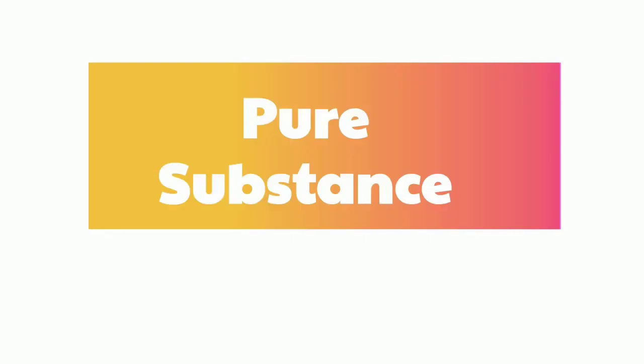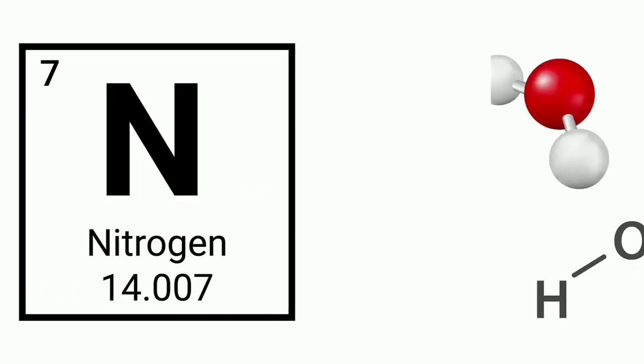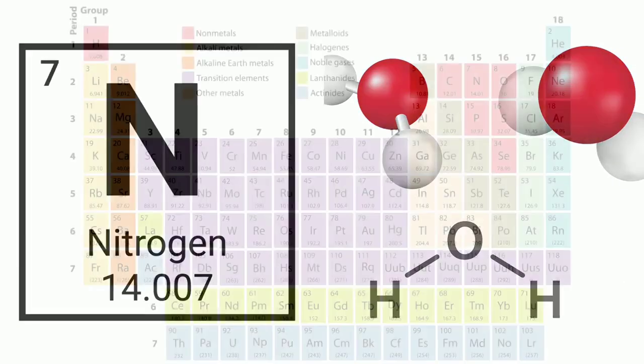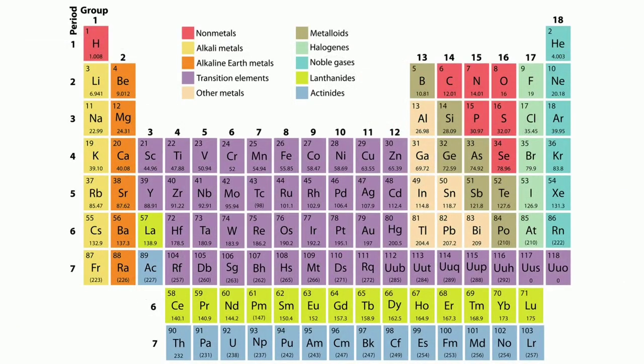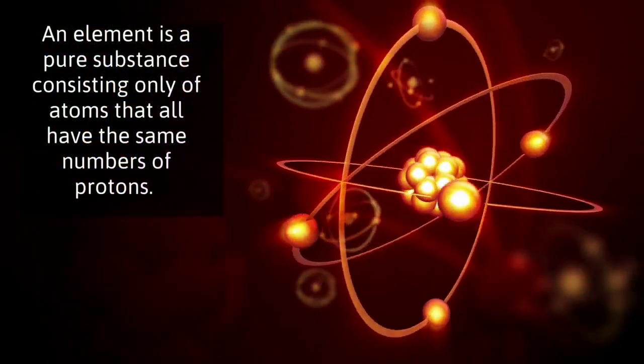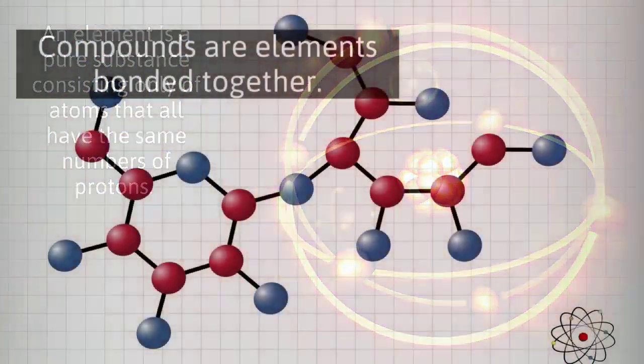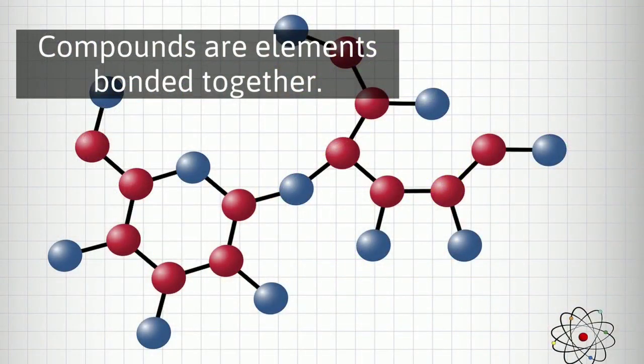A pure substance is either an element or a compound. All of the elements found on the periodic table are pure substances. They cannot be chemically separated. Compounds, which are elements bonded together, are also pure substances.